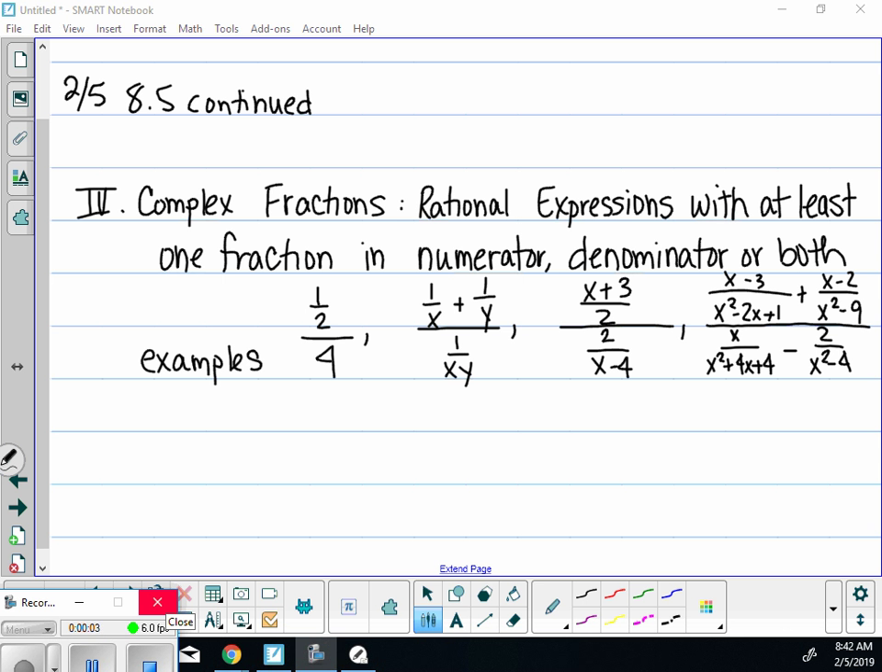So we talked about multiplying and dividing rational expressions. Then we talked about adding, then we talked about subtracting. Now we're going to talk about simplifying complex fractions.